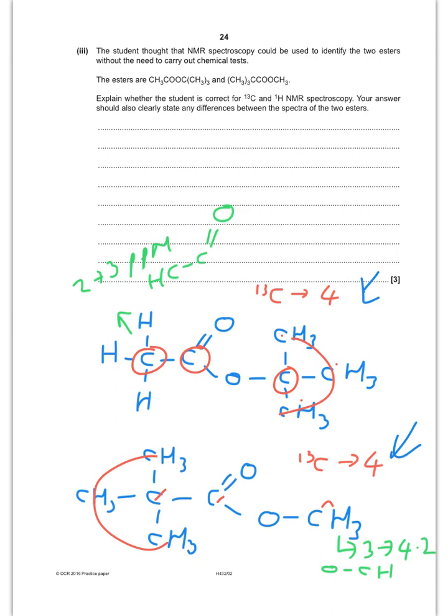Could hydrogen NMR be used? Yes, it could, because for this peak here, you would see a signal for these type of hydrogen there between 2 and 3 ppm, and that would be a singlet of intensity 3. However, for this one, you would see the signal of intensity 3, which would be a singlet between 3 to 4.2 ppm for that type of hydrogen. So hydrogen NMR could be used to tell the difference between the two esters.